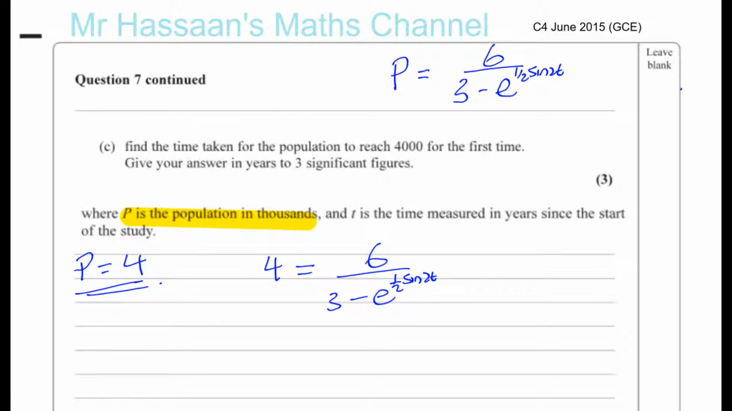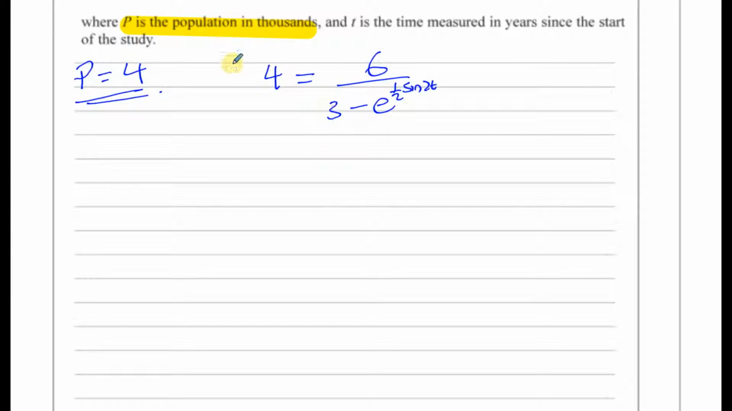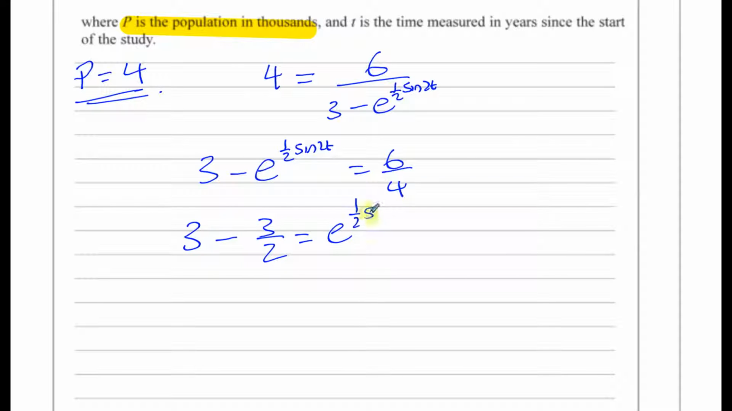In order to do that, the first thing we have to do is cross multiply. So I can say 3 minus e to the power of a half sine 2t is equal to 6 over 4, which is 3 over 2. So we can say 3 minus 3 over 2 is equal to e to the power of a half sine 2t. And 3 minus 3 over 2 is 6 over 2 minus 3 over 2, so it's 3 over 2, equals e to the power of a half sine 2t.